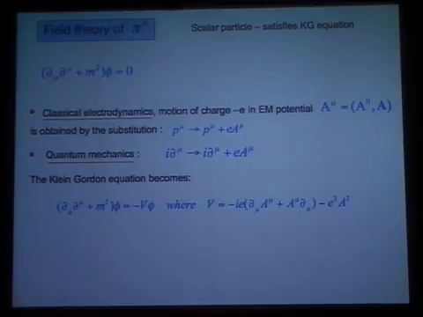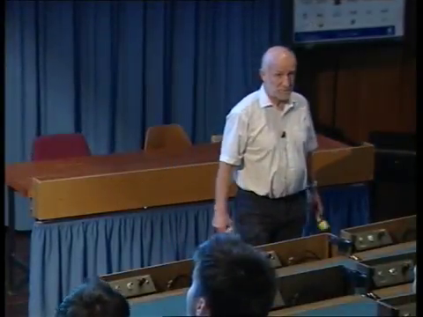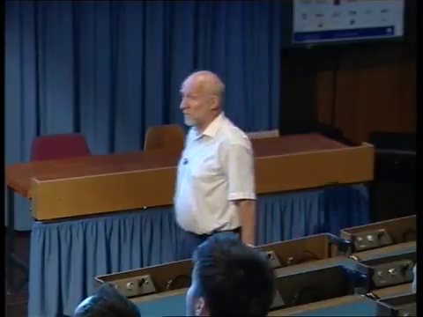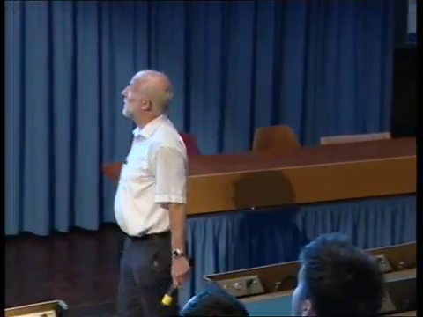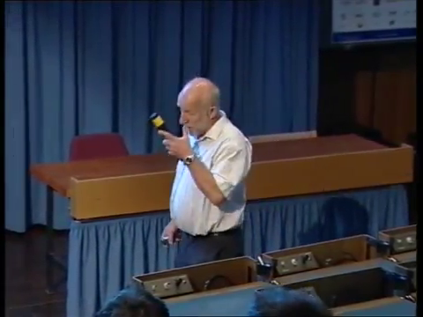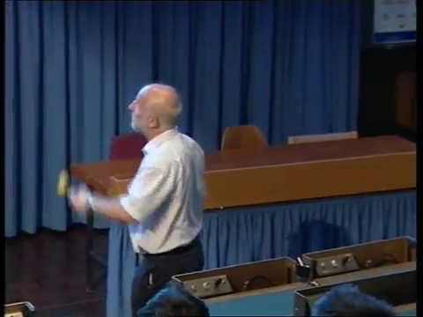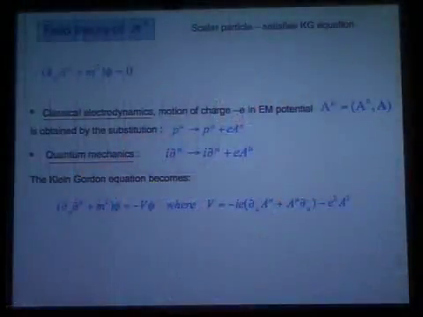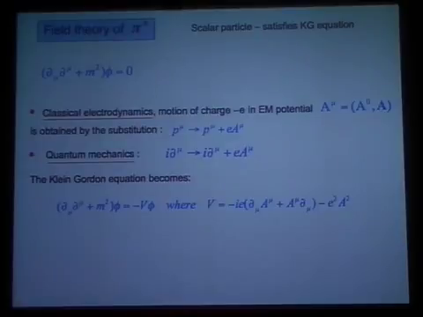Well, classically, you will be familiar with the principle of minimal substitution, where you take a momentum and replace it by the momentum plus the charge times the electromagnetic field. So I'm talking about motion of a charge in an electromagnetic potential, and this is a 4-potential. It's got the normal scalar potential, which I call A naught, and the vector potential A, and they're put into a 4-vector A mu.